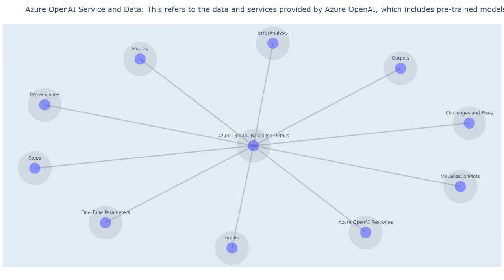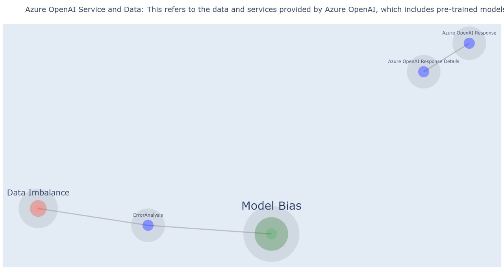Error analysis. Model bias. This refers to the systematic error in a model that can arise due to biases in training data or the model's design. It can lead to unfair or inaccurate predictions for certain groups or individuals. For instance, a model trained on historical data that reflects existing societal biases may perpetuate those biases in its predictions.